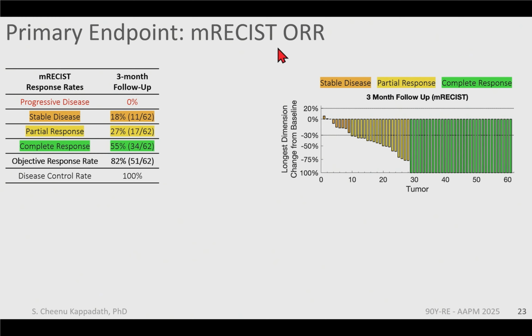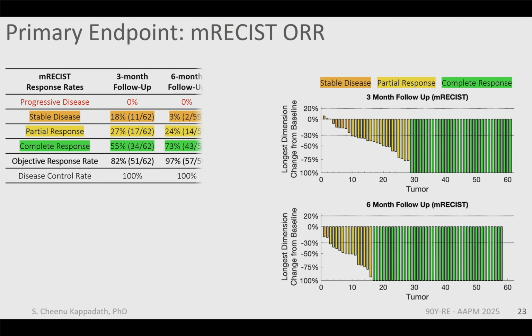So after 3 months, this is HCC patients. These tumor patients have 3 centimeters to 15 centimeters in size, so you're not talking about small tumors. And you can see at 3 months, we are seeing 100% disease control rate with 82% objective response rate, right? 55% CRs. So very good. We go down to 6 months, and you can see now the complete response rate has gone to 73%, and our objective response rate is 97%. We are getting excellent outcomes, right? Even at 6 months post-treatment.